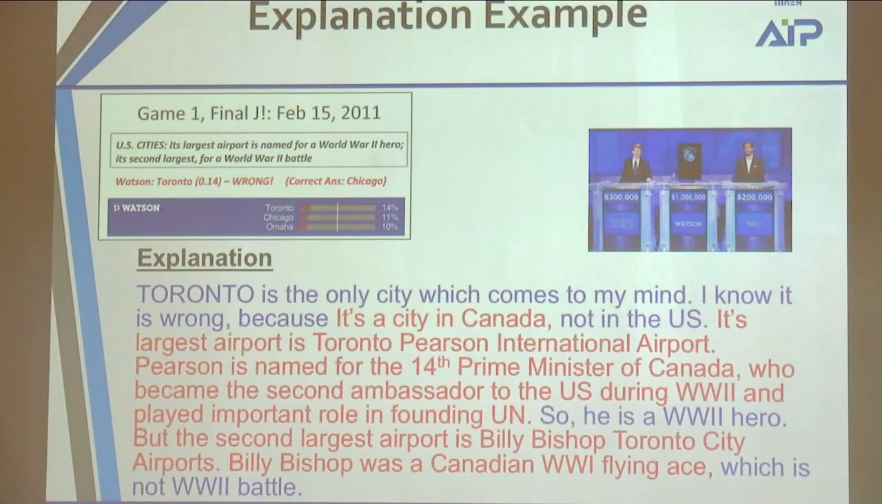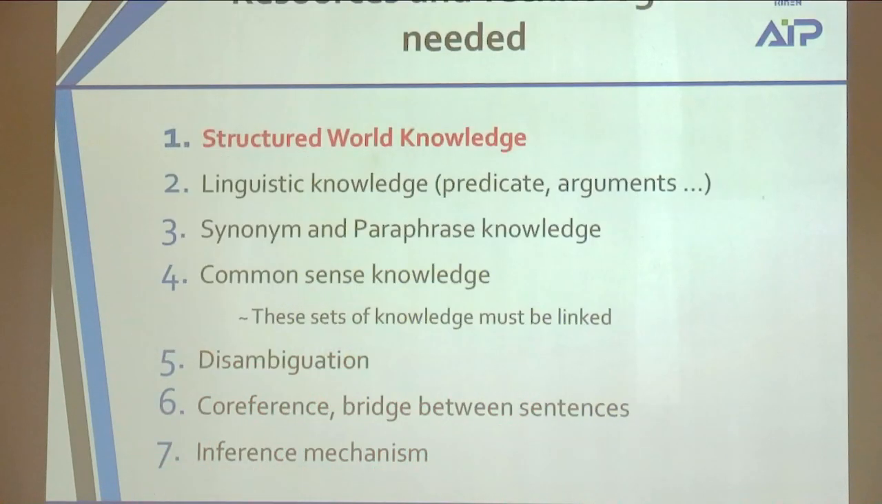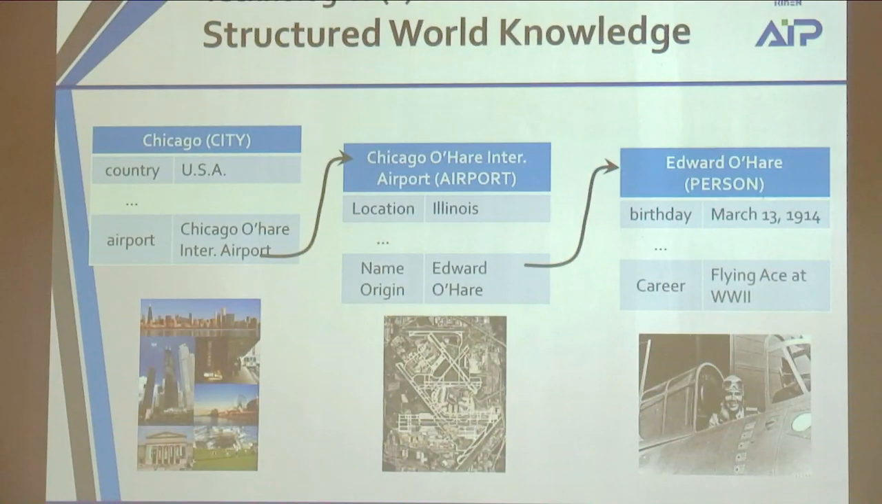An example is, Chris just left, but this is IBM Watson Jeopardy. A famous example, a famous question that they made a mistake on. They answered this question with Toronto, but I want to create an explanation like: Toronto is the only city which came to my mind. I know it's wrong. It's because it's a city in Canada, not in the US, etc. So in order to create this kind of explanation, we need a lot of knowledge, and one of them is a knowledge base, structured knowledge. This is the knowledge we need to create the correct answer.